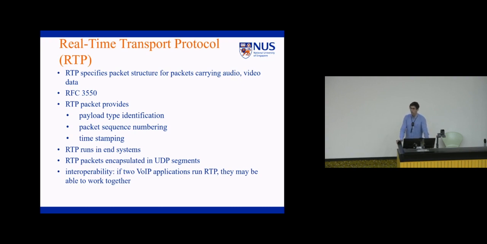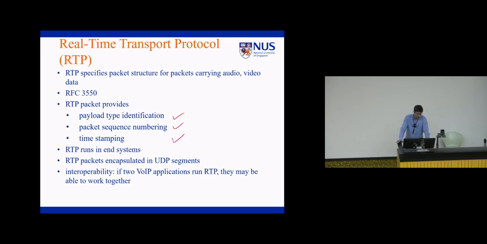And another thing is how to fragment the audio, how to encode video in different formats, how to indicate the formatting of the video so that the receiver can use the correct decoder to decode the video. So all these things are provided in the RTP protocol. It, for instance, provides the payload type identification, be it audio or video, and what type of audio and video, packet sequence numbering, and timestamping to estimate the playout time.